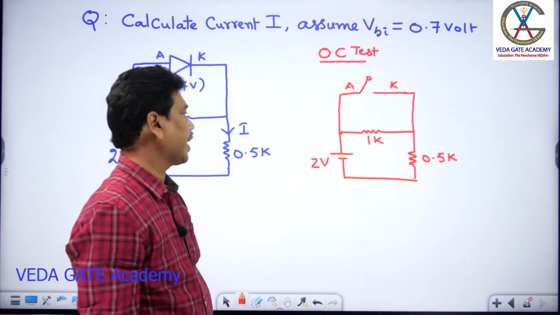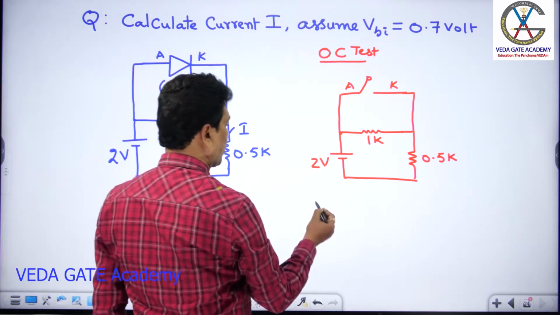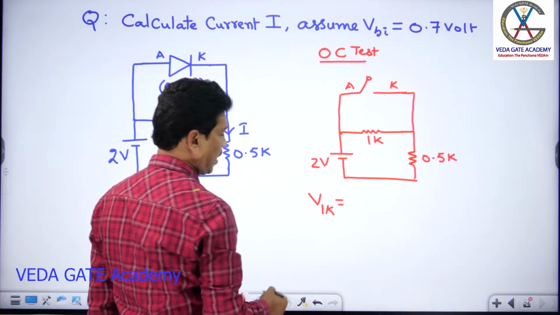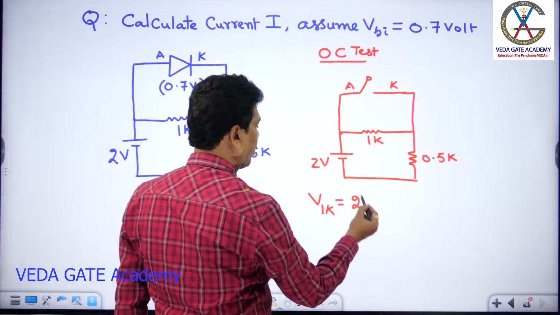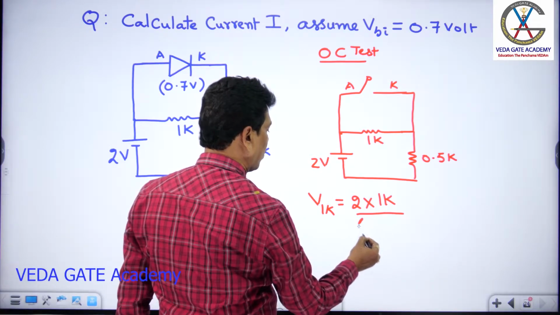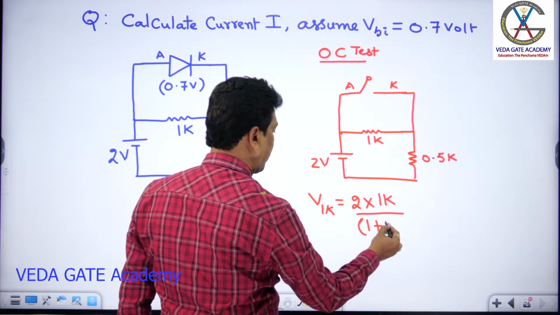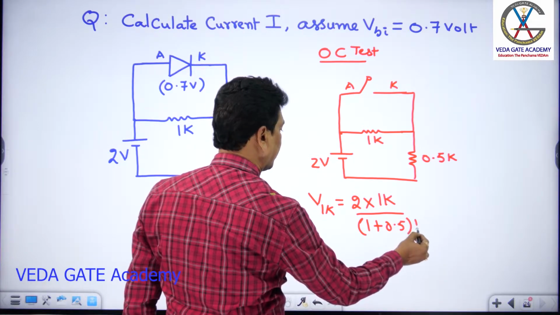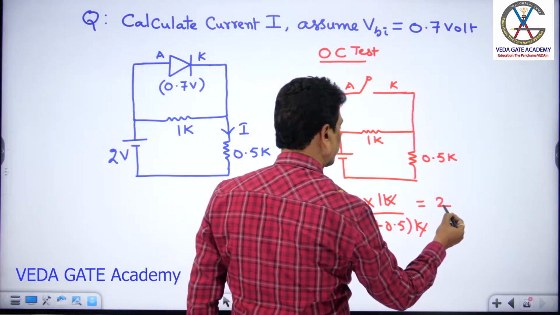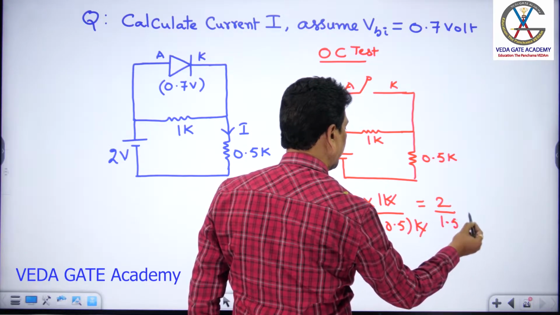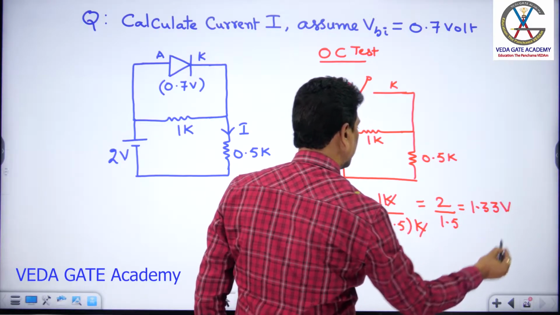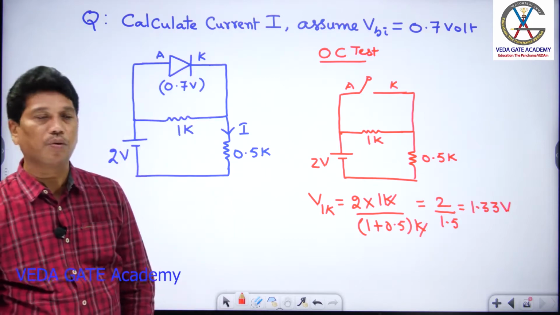So based on that, I can calculate the voltage across 1K. Using the voltage divider principle, I calculate the voltage across 1 kilo ohm. That is supply voltage 2 volt into the resistance 1K divided by the sum of the individual resistances, 1 plus 0.5. So this becomes 2 by 1.5, that is approximately 1.33 volt.